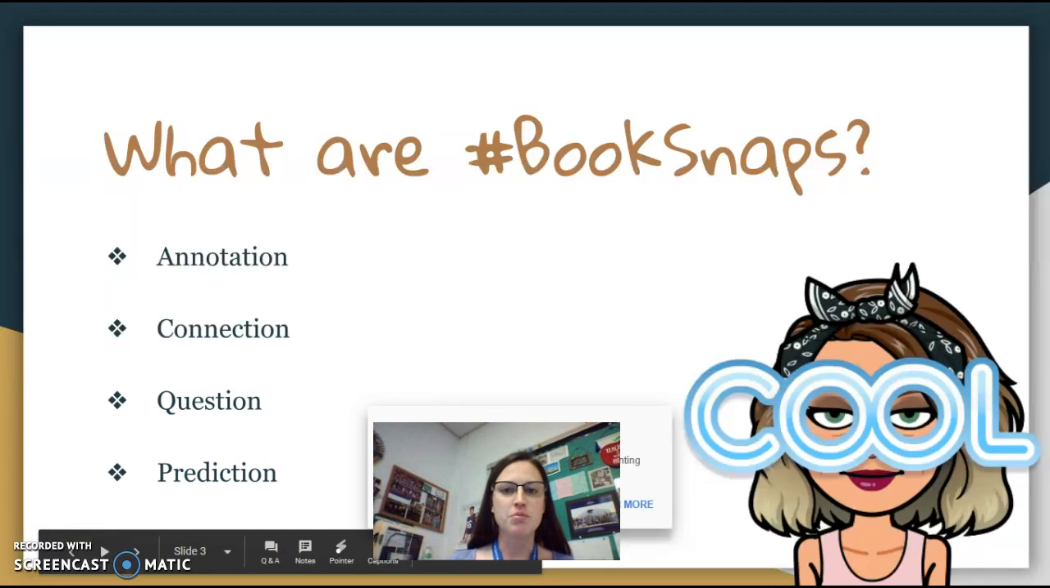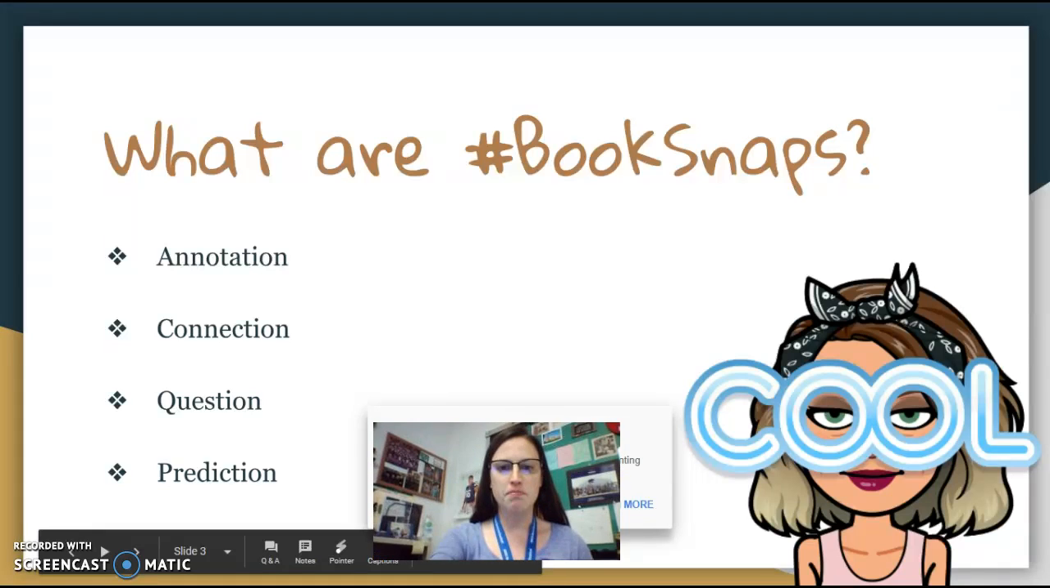Hi everyone. I'm wanting to talk to you about this new trend called book snaps. A lot of our students are using Snapchat and Instagram and adding information on top of pictures that they present and share with others. Book snaps is a way for students to use that knowledge to annotate, connect, question, and predict with things that they are reading.